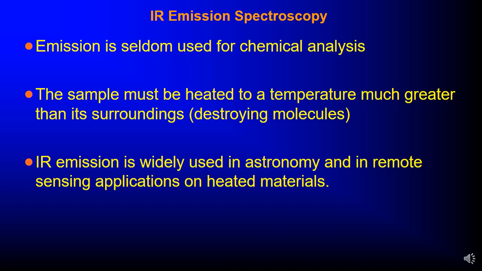Then majorly we do IR absorption spectroscopy. IR emission spectroscopy is not much used for chemical analysis. For us to achieve IR emission, the sample must be heated to a temperature much greater than its surroundings, which leads to destroying of molecules. So IR emission is widely used in astronomy and in remote sensing applications of heated materials. So that's where we restrict its use.